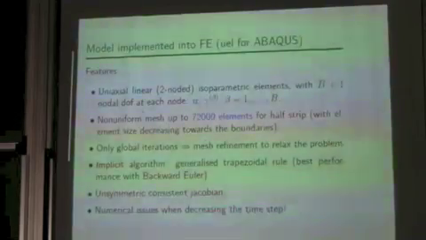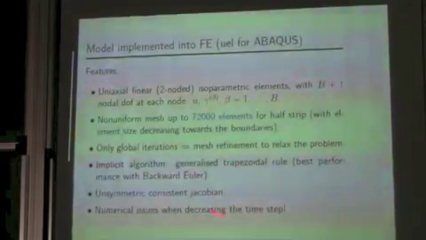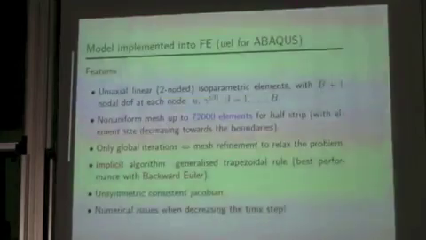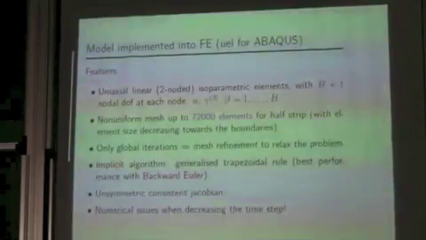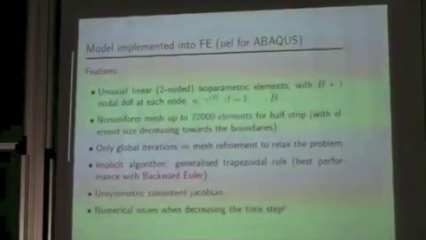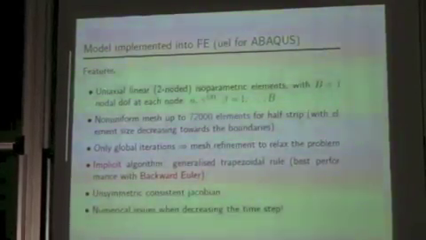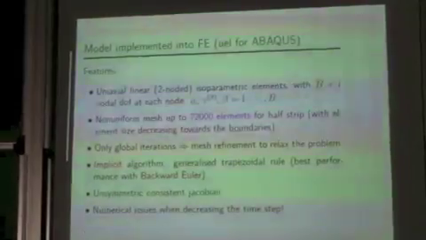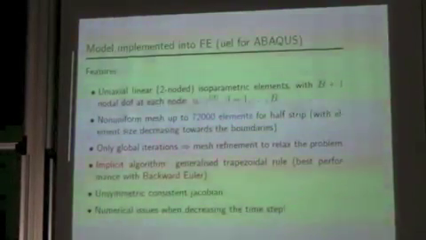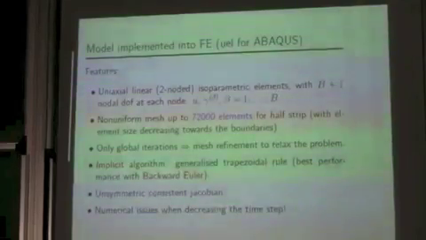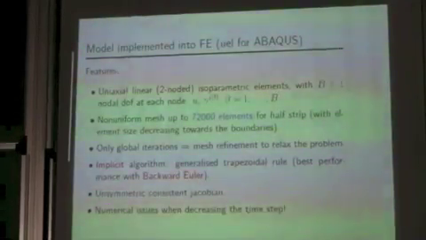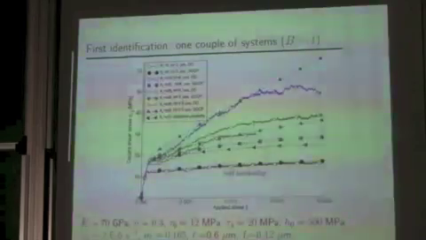The convergence is also quite difficult, because when you decrease the time increment, there are some numerical problems in some terms of the consistent Jacobian. So it was quite difficult, but anyway, the best convergence was obtained by the implicit backward Euler scheme, and we also tried different things, but this was the best one.